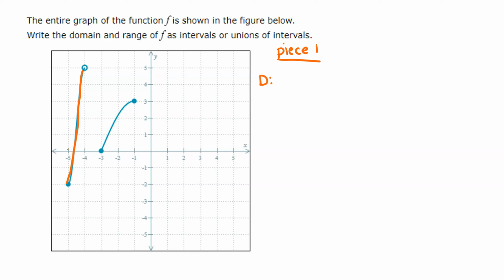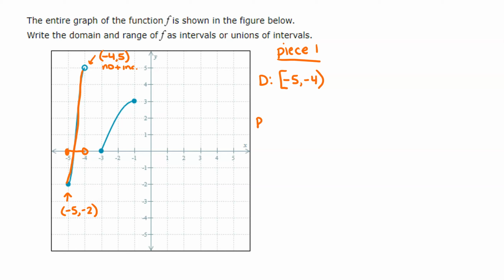From left to right, it starts at -5 and it goes up to -4. So -5 to -4. Now, -5 is included, right? Because that point, (-5, -2), is included. And then -4 was not included because this point, (-4, 5), is not included. So -4 is not included in the domain.